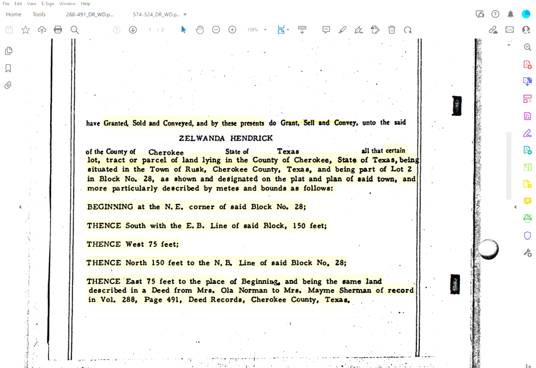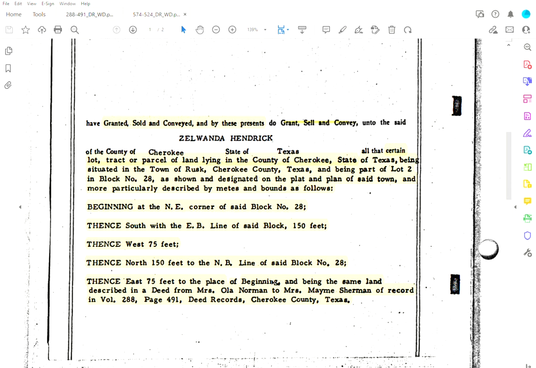And so this happens to be a very simple metes and bounds. You could basically draw this on a piece of paper if you were so inclined. It is a lot that is 75 feet wide and 150 feet deep, and it therefore makes a rectangle. So our metes and bounds descriptions don't get any simpler than this right here.